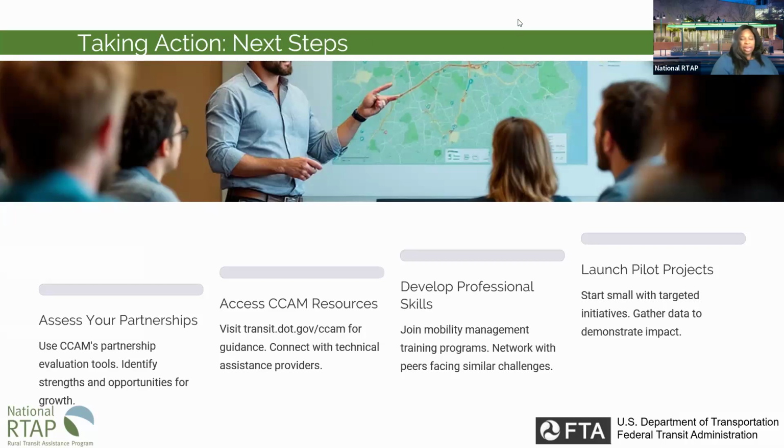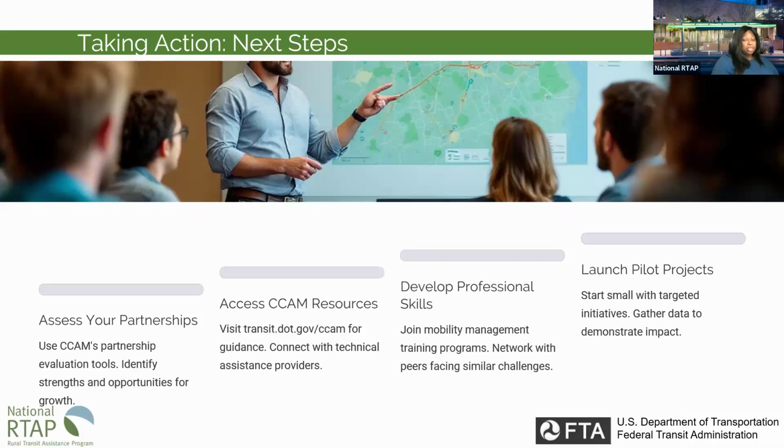So the next thing that we want to have a short discussion about is taking action and what the next steps are for you all in your communities, locally, also statewide and regionally. And first, you want to assess what your partnerships are using the CCAM partnership evaluation tools, identifying those strengths and opportunities for growth. Also, accessing the CCAM resources.